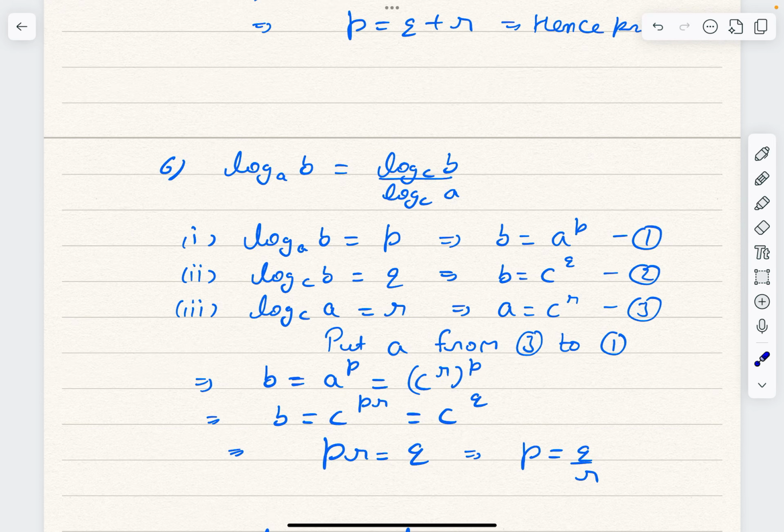The base change property, log base a of b is equal to log base c of b by log base c of a.